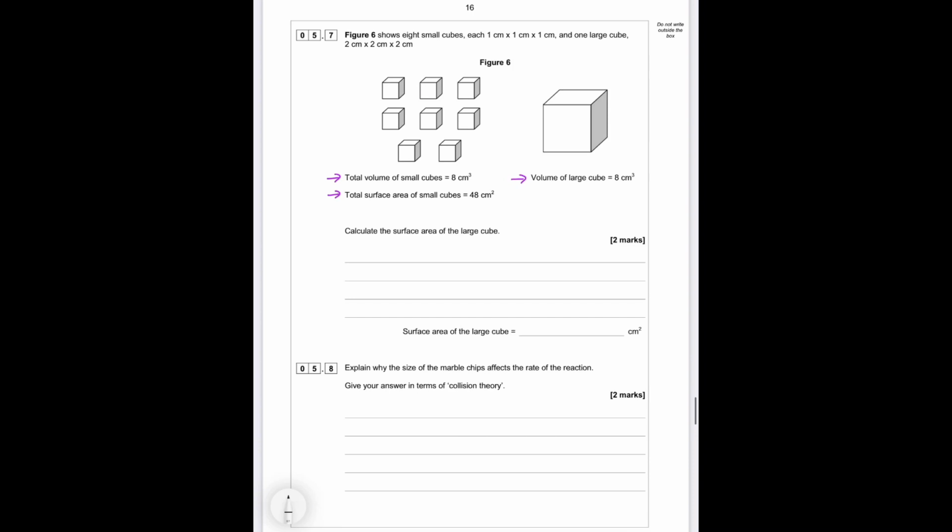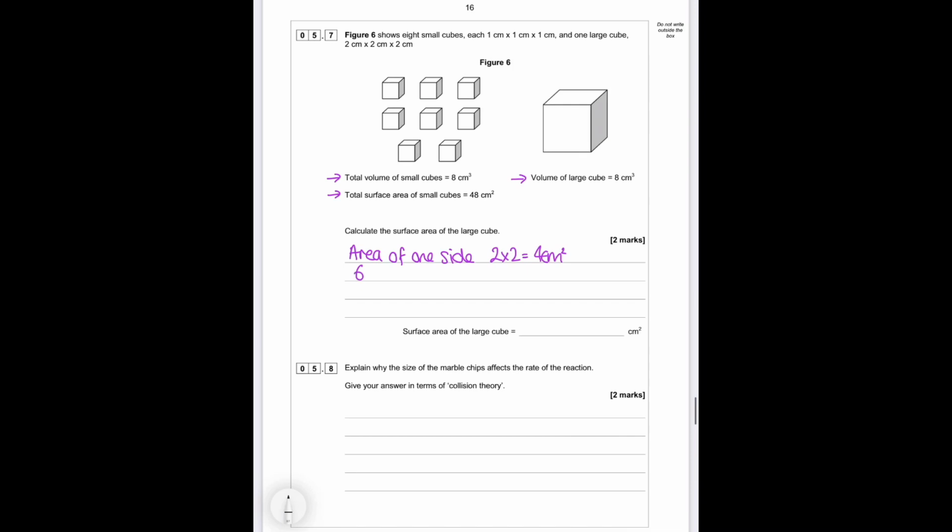So if the large cube is 2 centimetres by 2 centimetres by 2 centimetres, to work out the area of one side, we would do 2 times 2, which is 4 centimetres squared. And if one side of the cube is 4 centimetres squared, we have 6 sides to our cube.